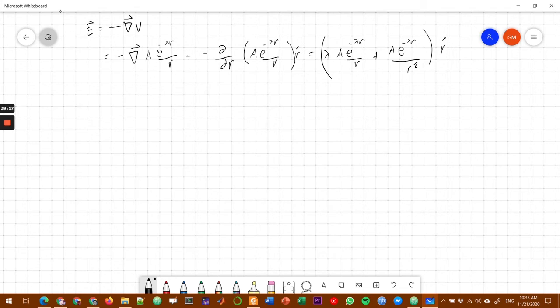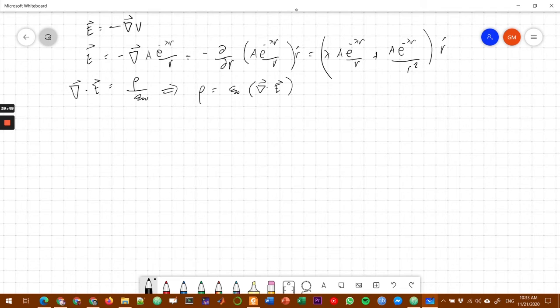So that would be the electric field equation. Next is how do we look for the charge density? For the volume charge density, we can use the differential form of Gauss's law. That would be del dot E equals rho over epsilon naught. Right? That's the formula. So therefore, we have rho equals epsilon naught times del dot E.